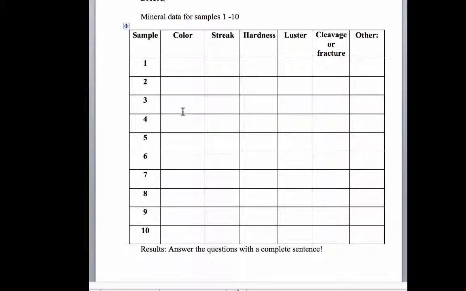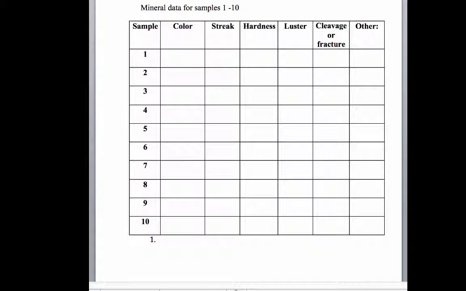And then you guys are going to copy this data table into your lab notebook. Please have the sub pause the video if you need more time.